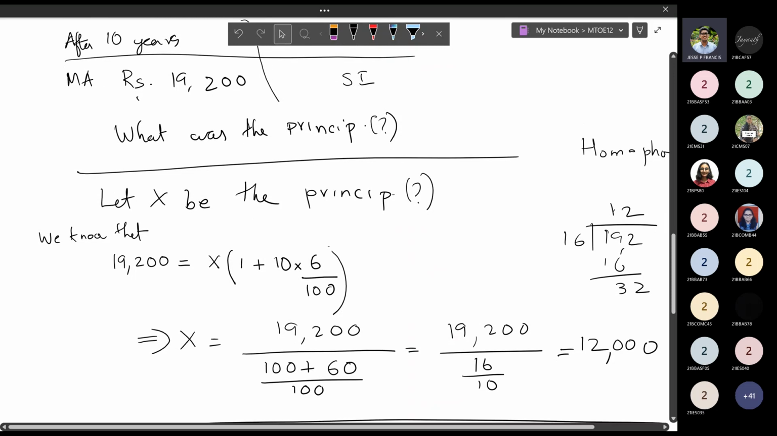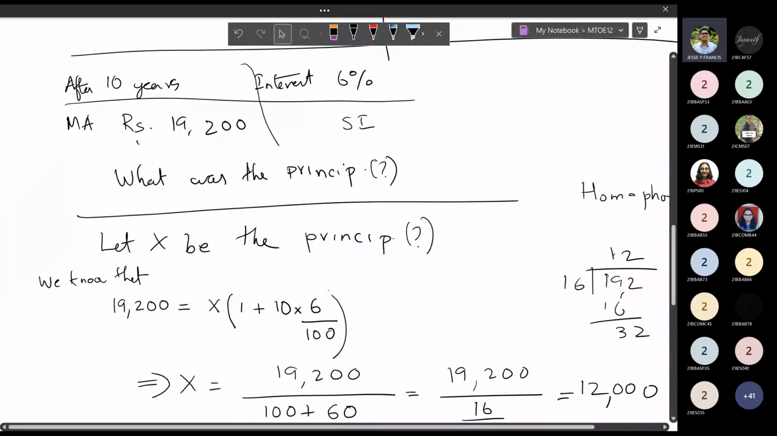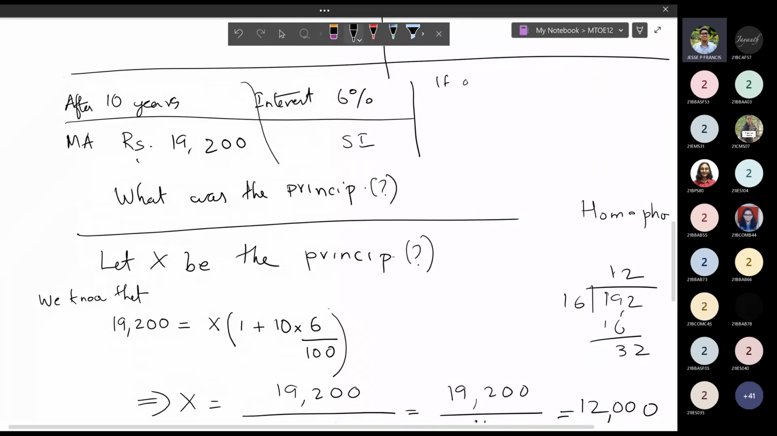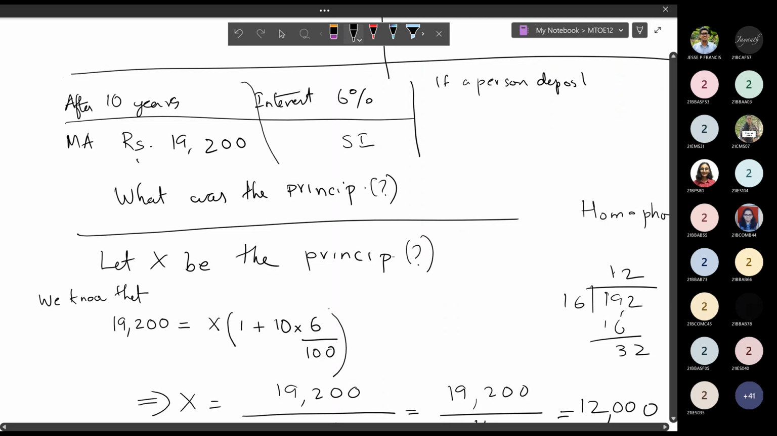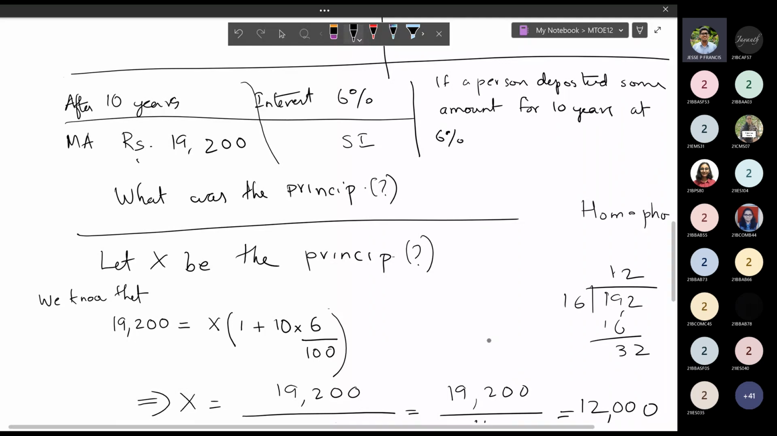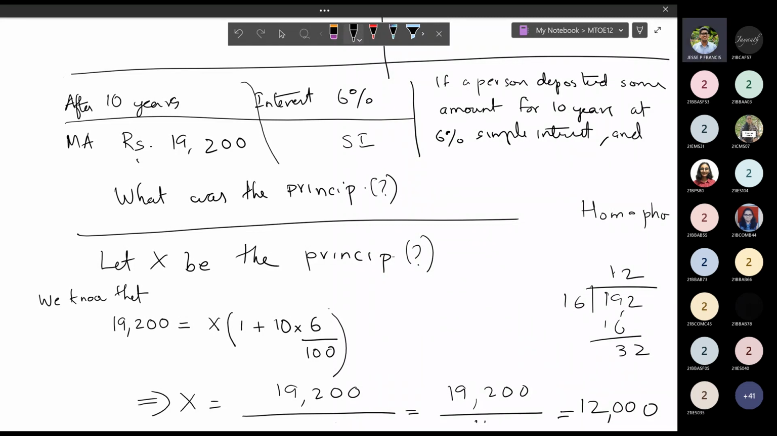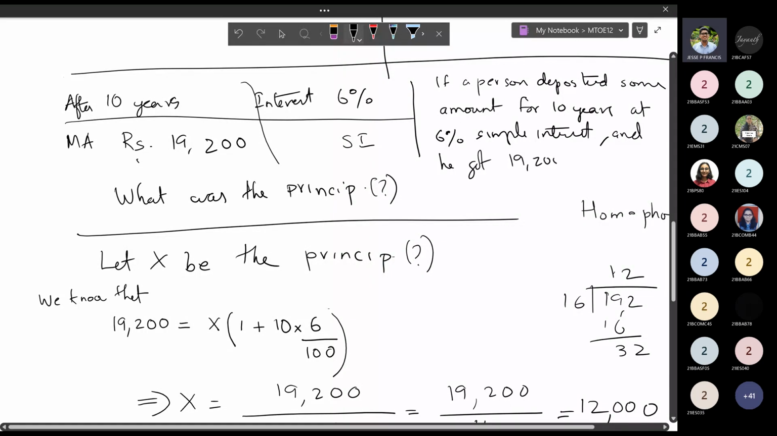Therefore, I want to point out something. When this question was presented, I gave all the necessary data. I didn't give it in the text. I should have rather given the data as if a person deposited some amount for 10 years at 6% simple interest, and he got 19,200 in return. What was the principal? The mystery word, where we'll have one more quiz on which is the right word.